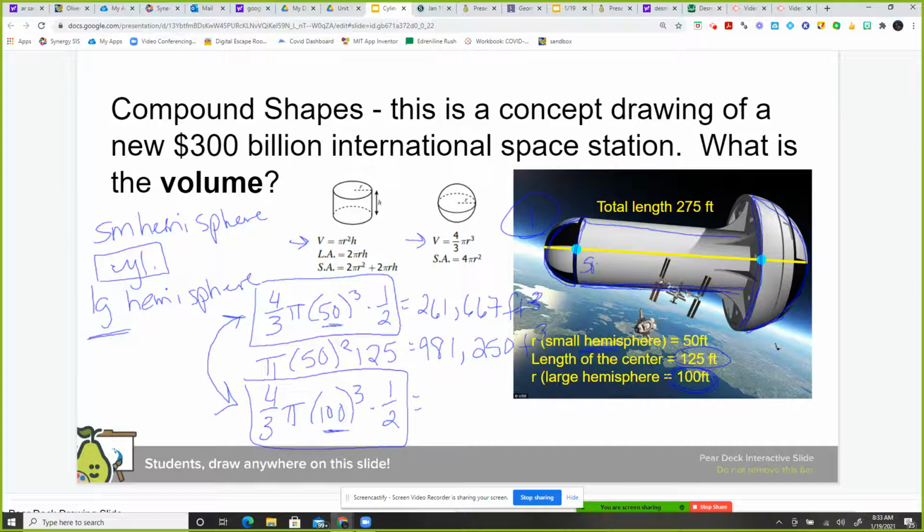Why are we dividing by 2? Because it's a hemisphere. Do you think there's more volume in that big hemisphere, like that top of the mushroom looking thing, or more volume in the cylinder? Cylinder? I would think so too, but do the calculation. Put this into the calculator and see what happens when you add that 100 cubed. Cubing something does create so much more volume.